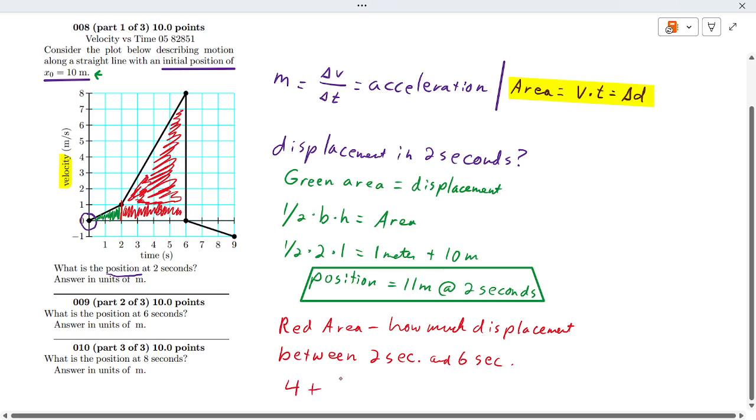And then 1/2 times base times height. 1/2 times, my base is 4. And then my height is 1, 2, 3, 4, 5, 6, 7 high. You'll notice that it's at velocity 8, but we started at velocity 1 with this triangle base.